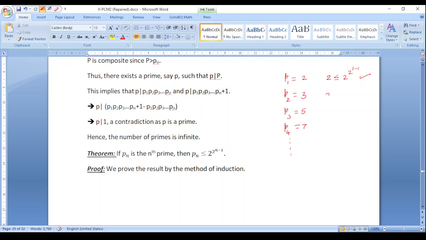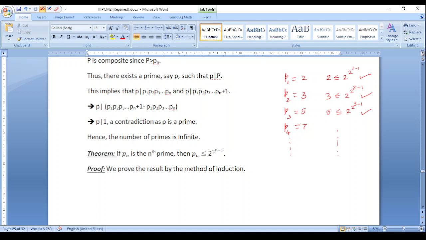Now if I take P2, then this number has to be less than or equal to, according to the statement, 2 to the power 2 minus 1, because n is 2 here. Will it work? 2 minus 1 is 1, 2 to the power 1 is 2, and 2 to the power 2 is 4. So obviously 3 is less than or equal to 4. And if I take P3, which is 5, we are supposed to have that 5 is less than or equal to 2 to the power 3 minus 1. Is that so? 3 minus 1 is 2, 2 to the power 2 is 4, 2 to the power 4 is 16, so obviously 5 is less than or equal to 16, and so on and so forth.